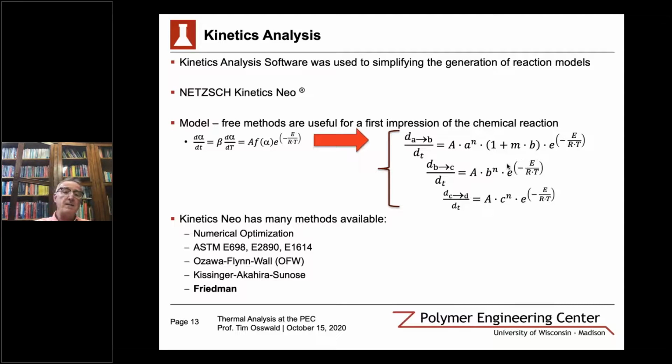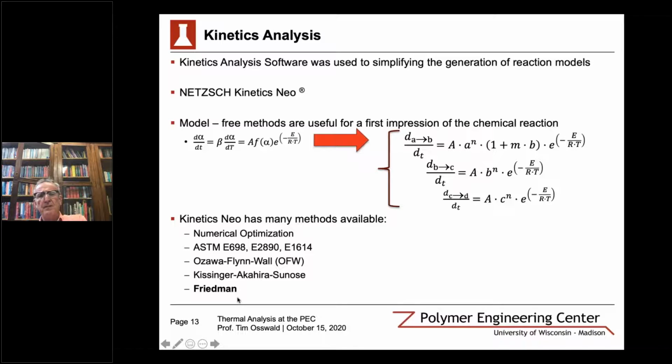You could either automate the software and let it make the decisions for you, but in this case, what Alec did is he said, well, I do see 3 different reaction events, and so the software then of course picks the models. In this case, an autocatalytic reaction was picked, and two nth order reactions were picked. Kinetics Neo has many other methods available, and they're listed right here.